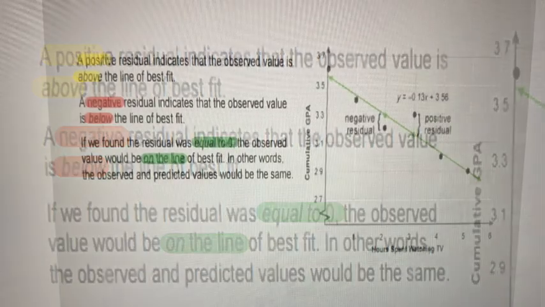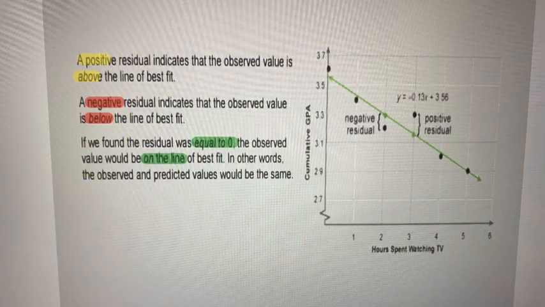So let's look at the graph. If we see here, positive residuals would be above the line, a negative residual would be below the line, and the actual residual, if it's 0, is going to be right on that line of best fit.